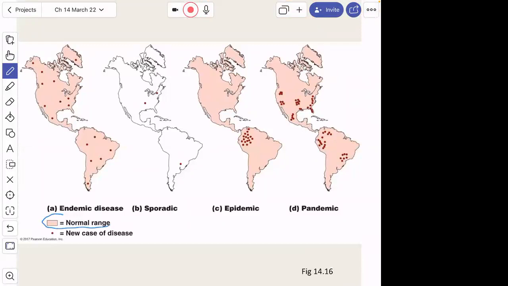Normal range of something, an endemic disease, and maybe you get some new cases now and then, whereas with an epidemic you get much higher incidence at any one time. How do we know if something's a higher incidence than normal?